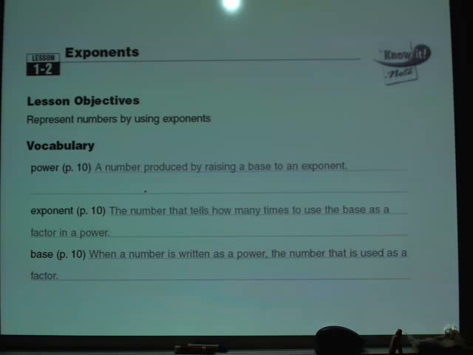This is a video presentation of Chapter 1, Section 2 in the 7th grade Holt textbook entitled Exponents. And here our objective is to be able to represent numbers using exponents.